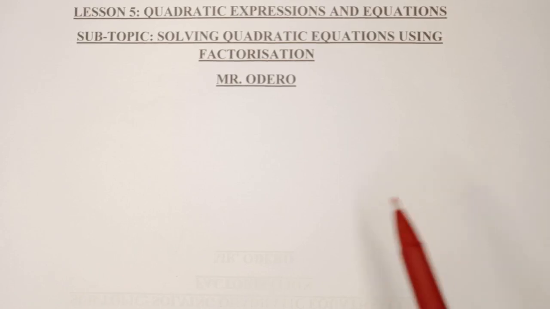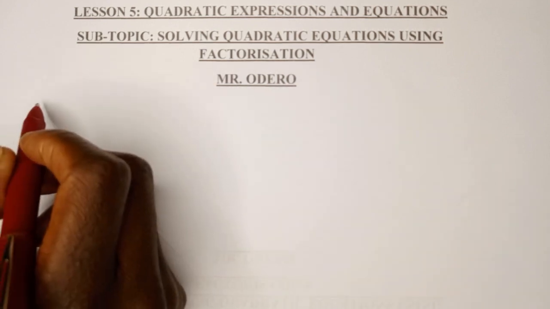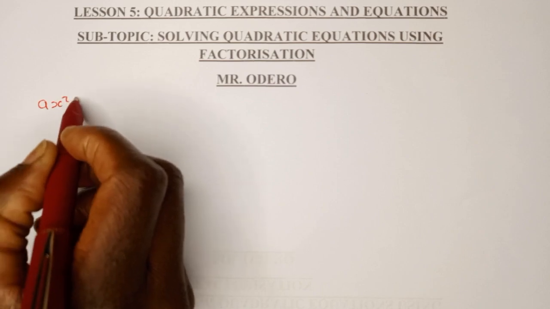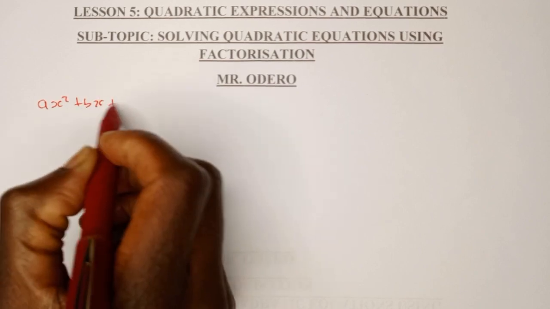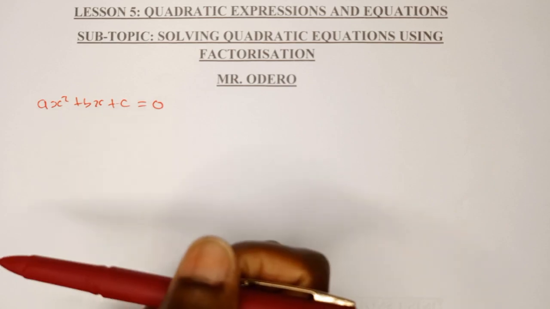Hello and welcome back. So we are in lesson 5 of quadratic expressions and equations. Our subtopic is solving quadratic equations using factorization. Now, quadratic equations have the general form ax squared plus bx plus c equals 0, where a, b, and c are constants.